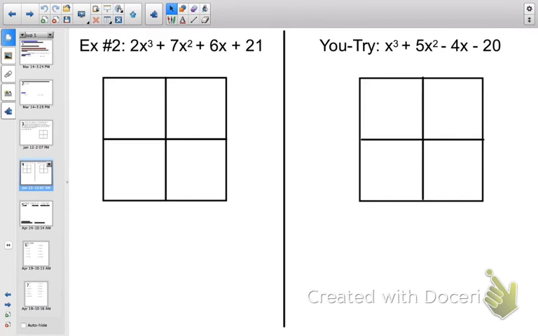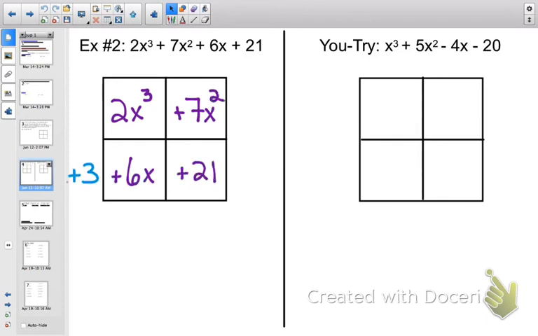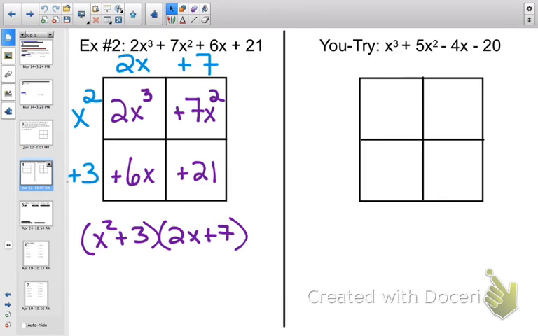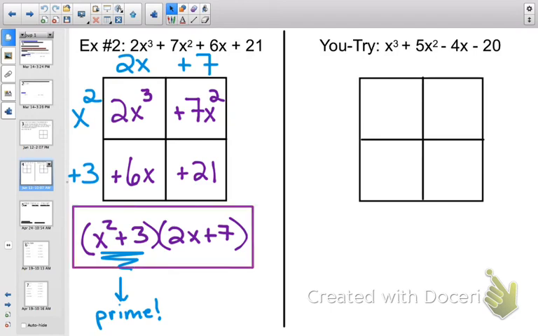The next example, again, 4 terms, we can go right in order, plug them in. Factor out the GCF to the left, factor out the GCF to the top, and then we get two binomials. One is quadratic, but 3 is not a perfect square, and we don't have a subtraction sign. There also is no GCF, so that is a prime quadratic. We can't factor it, so we're just going to leave it. So our final answer, x squared plus 3, 2x plus 7.